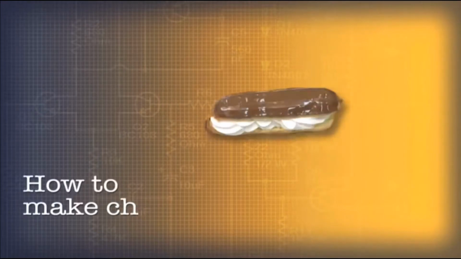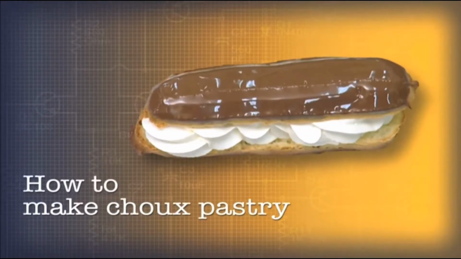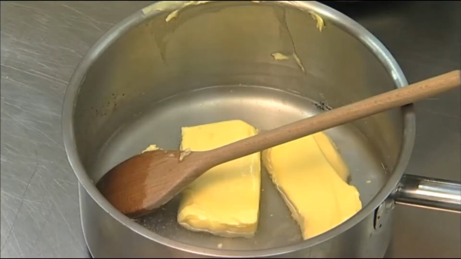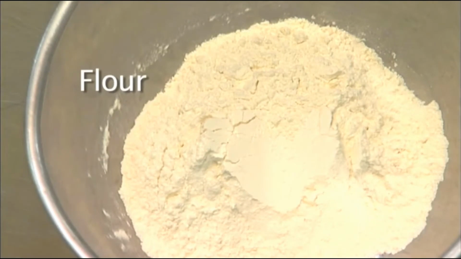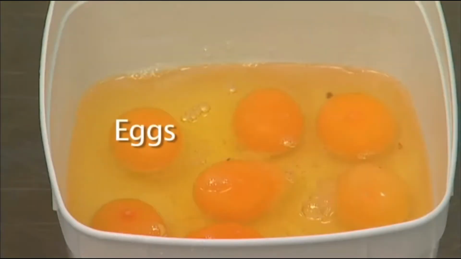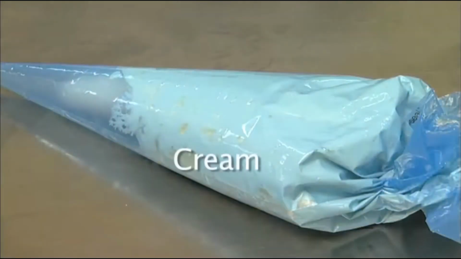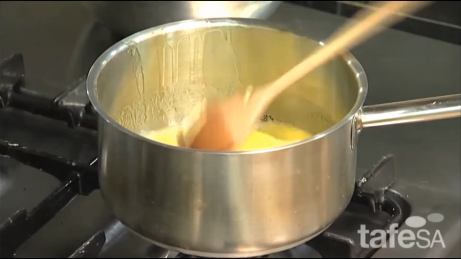How to make choux pastry. You will need butter and water, flour, eggs, and cream. Bring the butter and the water to the boil.